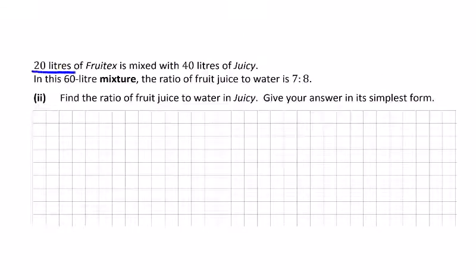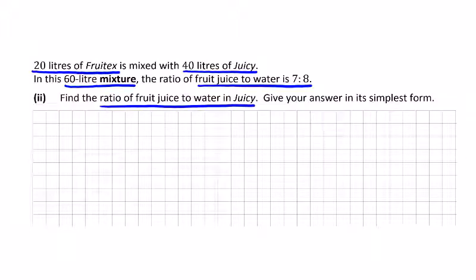Now we're told 20 liters of Fruitex is mixed with 40 liters of Juicy. If you're not confused already, you will be in a minute. In this 60 liter mixture, the ratio of fruit juice to water is 7 to 8. Find the ratio of fruit juice to water in Juicy. Give your answer in its simplest form. Well, 20 liters of Fruitex, let's deal with Fruitex here. That was 6 to 14.